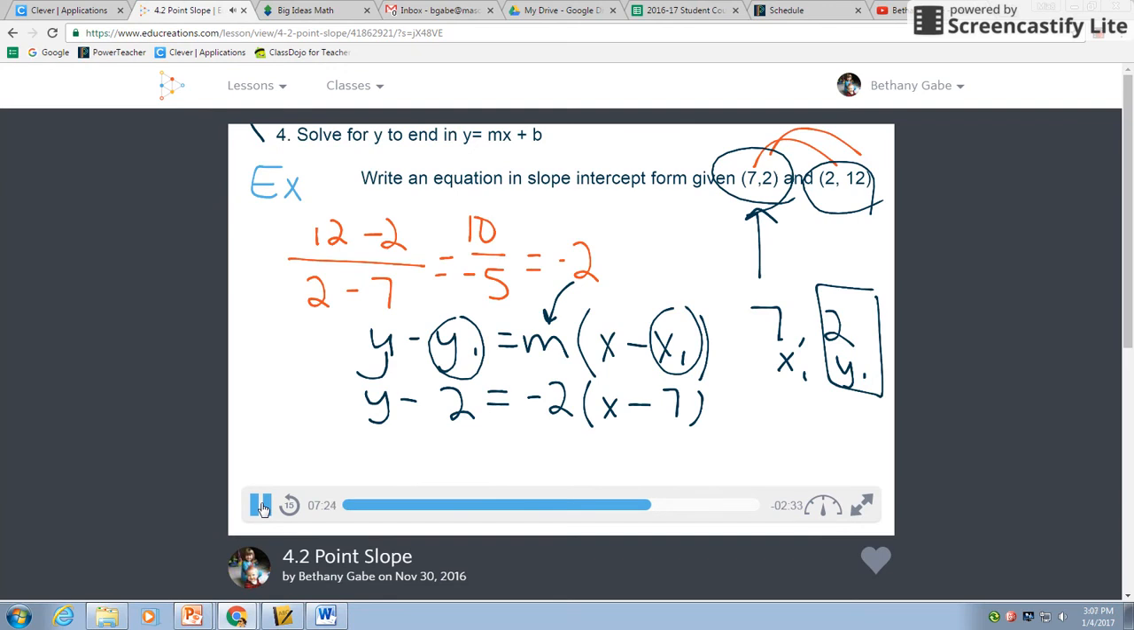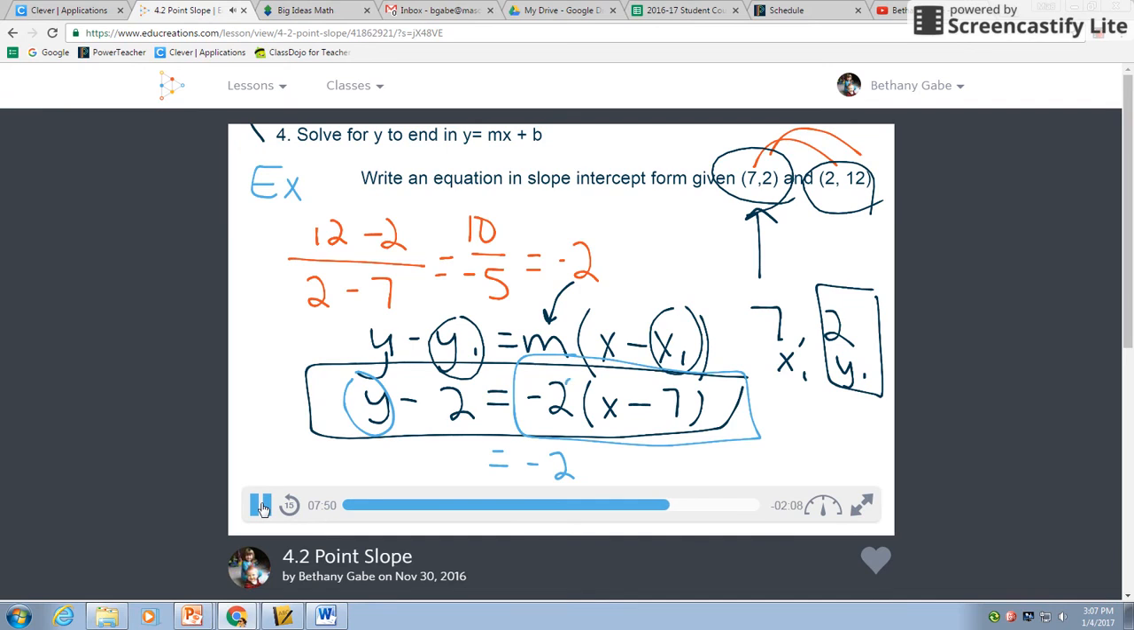Now, step 4 says that we're going to take this and solve for y. So you notice that we've got a y over here. It's got a minus 2. We are going to want to bring that over. But even before I do that, I'm going to look to this side over here and see that I have distributive property. And anytime we have distributive property, we have to do it first. So I'm going to go ahead and do that. Negative 2 times x is negative 2x, and negative 2 times negative 7 is a positive 14, and then I'm going to bring this part down.